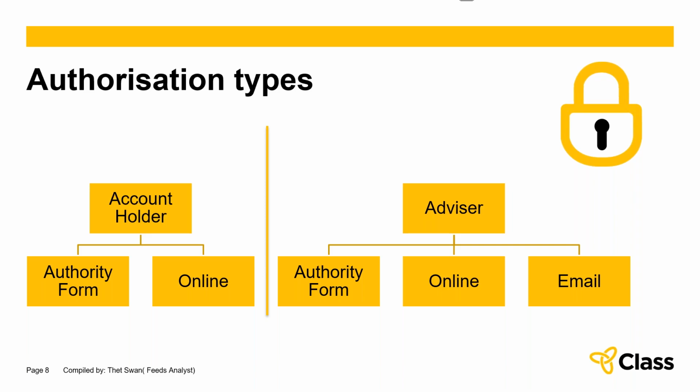We have three different processes under the advisor process. I wouldn't go into too much detail at the moment, but I'll quickly go through what these three different processes are. An authority form is very similar to an account holder, but in this case, you're sending it to an advisor who would sign the form and send it to the provider. Online is where an advisor goes onto the online portal, enters the details, links the account, selects Class as the feed source to get the data, and you get the data. An email is when an advisor sends an email to the provider saying authorize Class for the data.